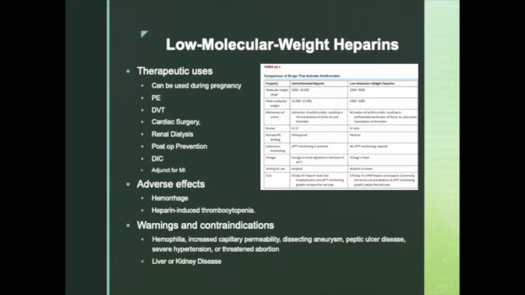Low molecular weight heparins are great for our patients because we don't have to monitor their APTT like we would with unfractionated heparin. Because low molecular weight heparins are composed of molecules that are shorter, we can effectively use them at home without monitoring. Because of this advantage, they are considered the first-line treatment for the prevention and treatment of DVT, but you can also see here that there are some other therapeutic uses.